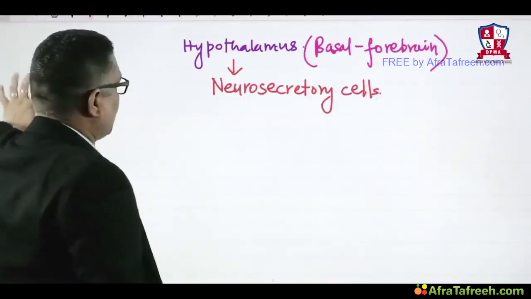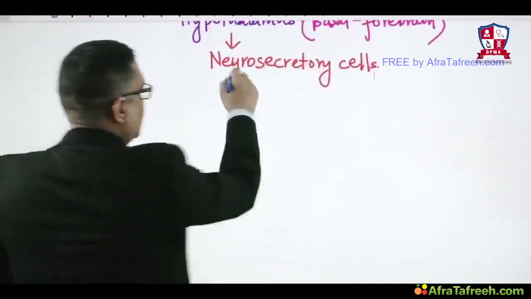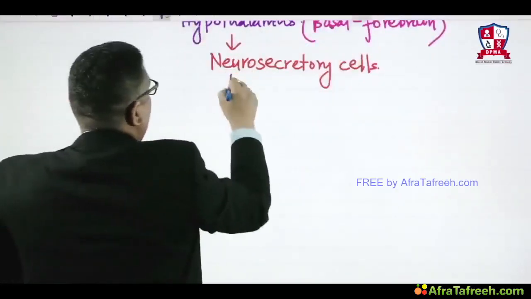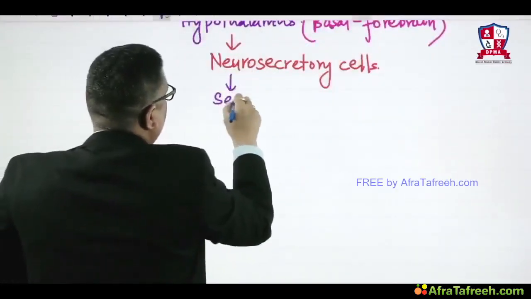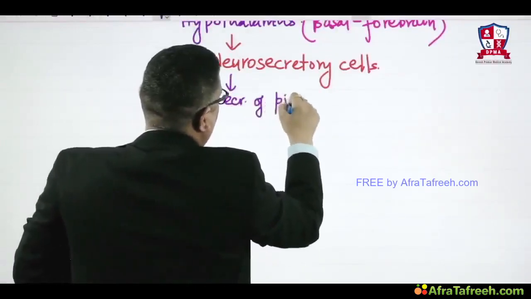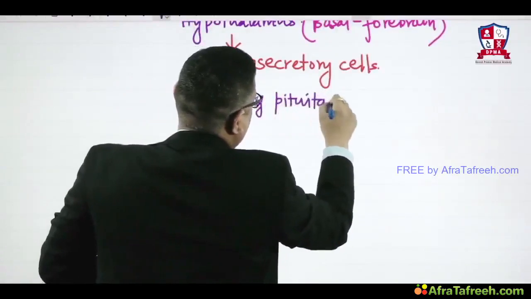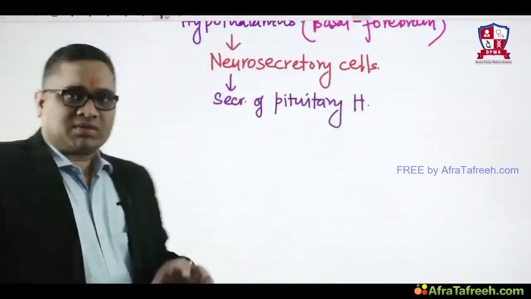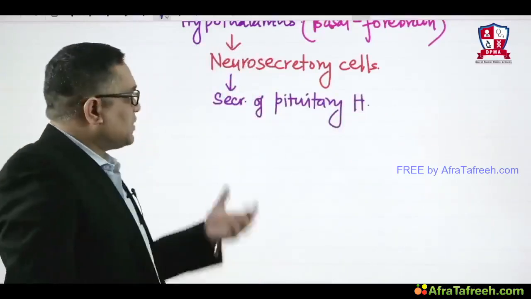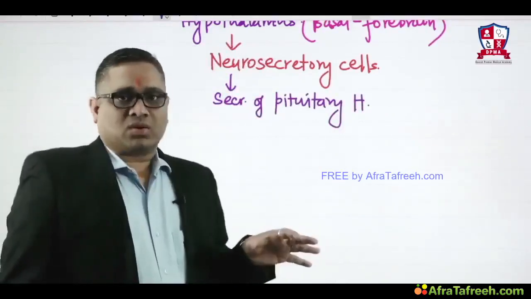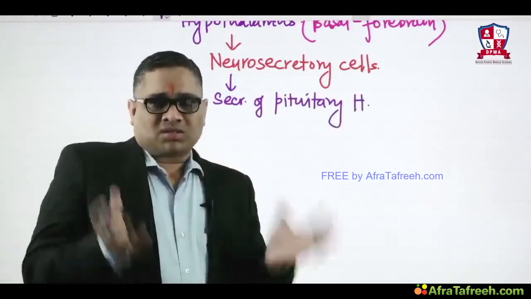So as I said, the hypothalamus has neurosecretory cells which will control secretion of pituitary hormones, right? That is the point we have to remember. How will they control it? Through the neurons of the hypothalamus.